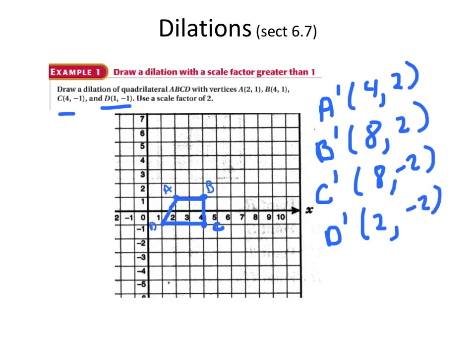I'm going to plot those points. So A moves to 4, 2. There's my new A. B moves to 8, 2. So there's my new B. C moves to 8, negative 2. There's my new C. And D moves to 2, negative 2. There's my new D. Now remember, since this is the image, I need to put the prime notation marks on there as well. So here is my new figure.